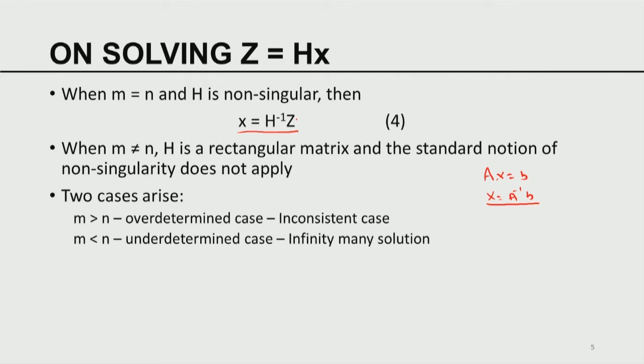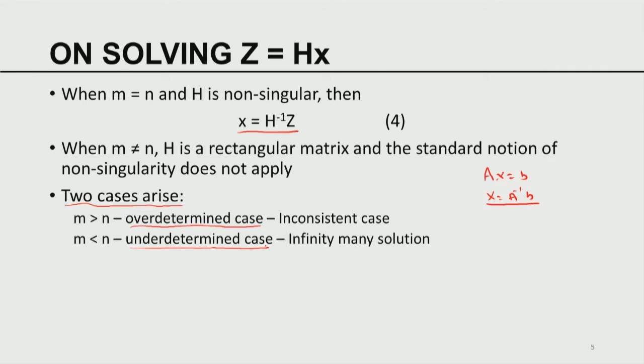In order to examine the solution concept for this, it is useful to define two cases: when m is greater than n, and when m is less than n. Please remember, m is the number of observations, n is the number of unknowns. If m is greater than n, it is called an overdetermined system. When m is less than n, it is called an underdetermined system.